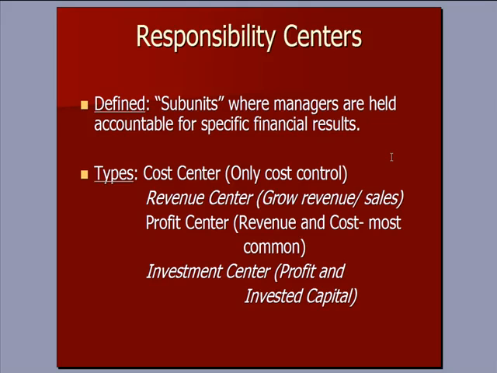Second one down, revenue center. Maybe it's the sales area of a computer company. So that the only thing the salespeople can do is grow revenue. They can't control the cost of the product. We'll see that example in a minute.